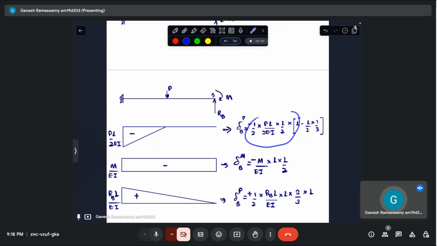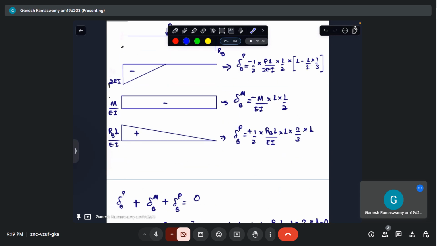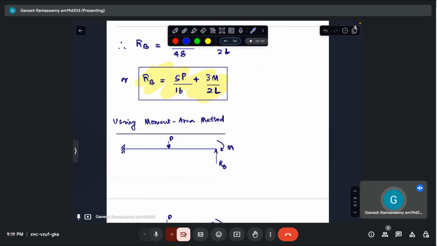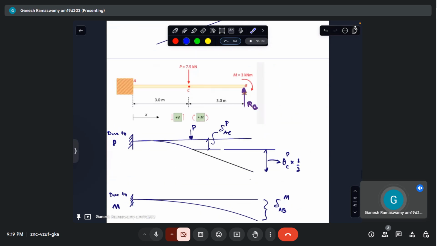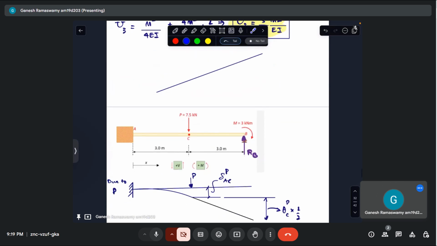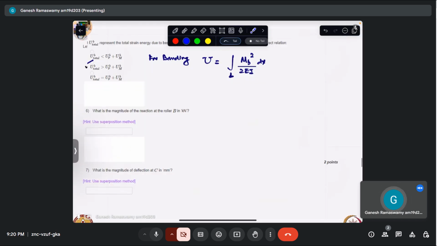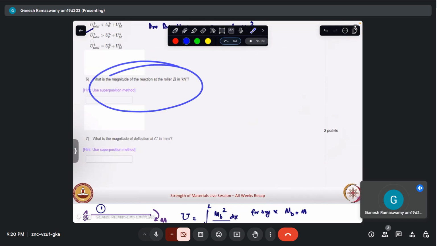So this quantity basically gives us the effect of load P and so on. So we can see that the same question can be solved using superposition as well as the moment area method, and leads to the same result. Now that we have found the reaction at point B, I encourage the viewers to try the same method to find the deflection at point C.